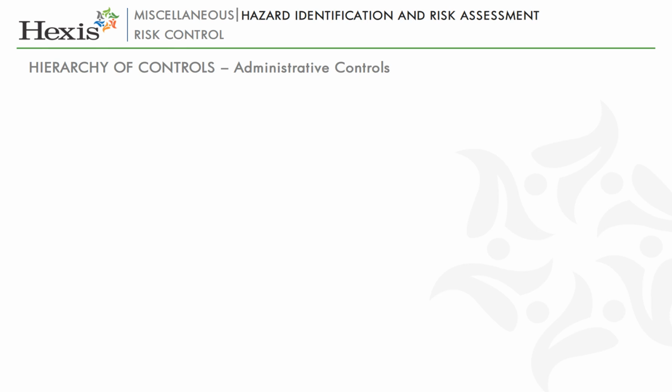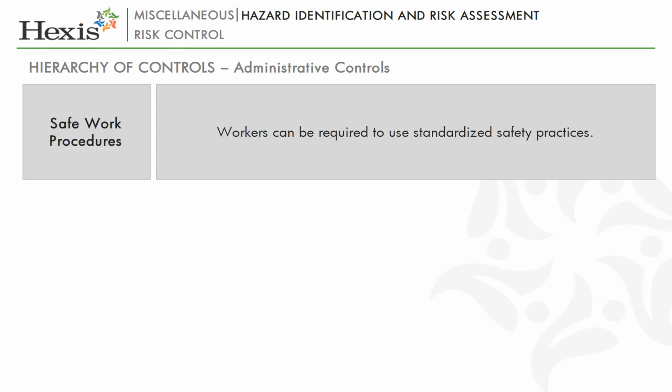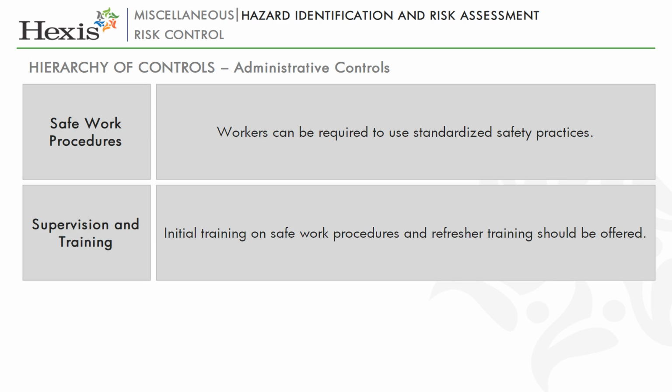Let us look at the various administrative controls. Safe work procedures. Workers can be required to use standardized safety practices. The employer is expected to ensure that workers follow these practices. Work procedures must be periodically reviewed with workers and updated. Supervision and training. Initial training on safe work procedures and refresher training should be offered, along with appropriate supervision to assist workers in identifying possible hazards and evaluating work procedures.